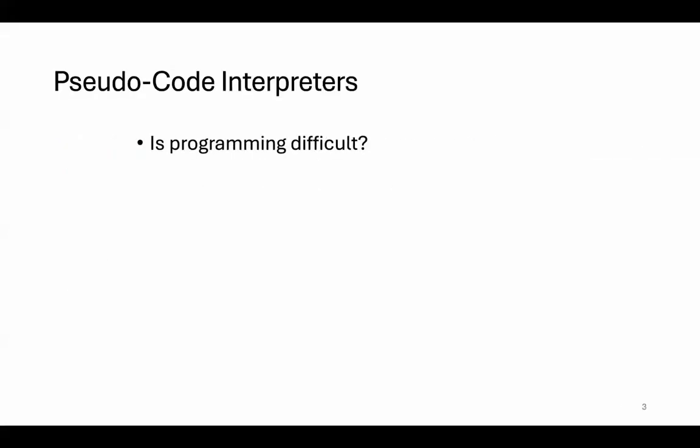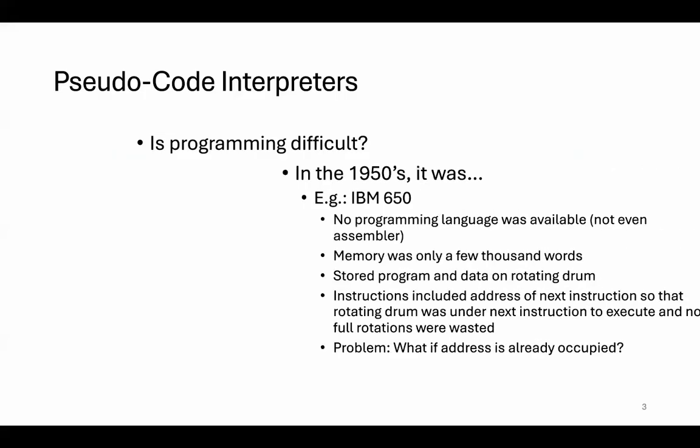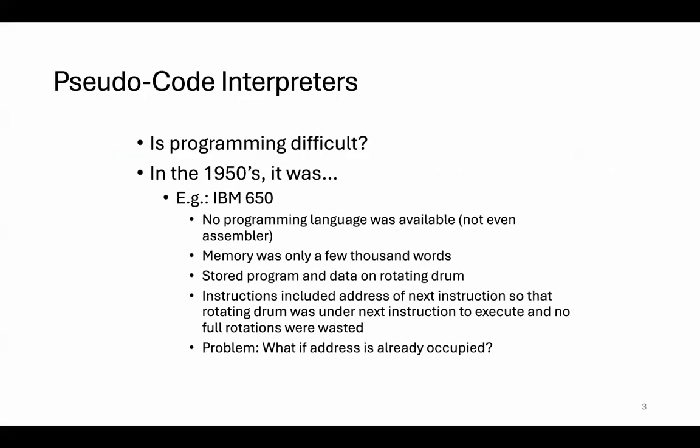So for the pseudocode interpreter, we can ask: was programming really difficult? Well, think about it. We are now in the 1950s and things are much different than how it is nowadays. In the 1950s, the machine was something like the IBM 650. What we know about it is there was no programming language available at the time for that machine, not even assemblers. There was memory with only a few thousand words. So think about it in comparison to the memory that we have nowadays. The programs and the data were stored on a rotating drum.